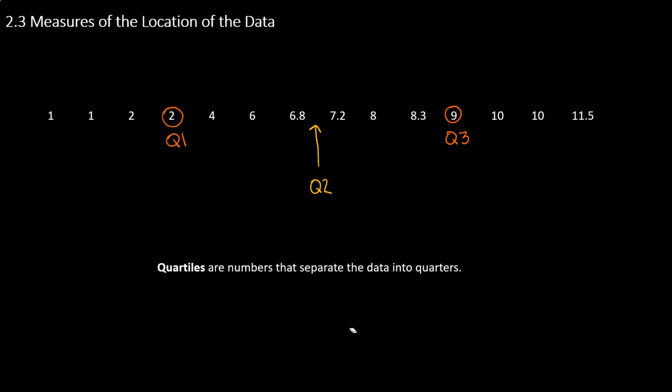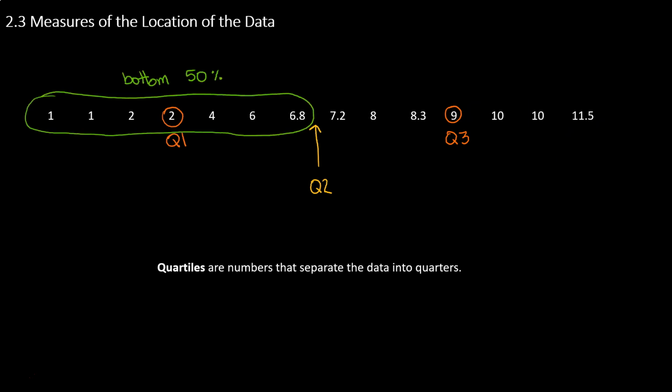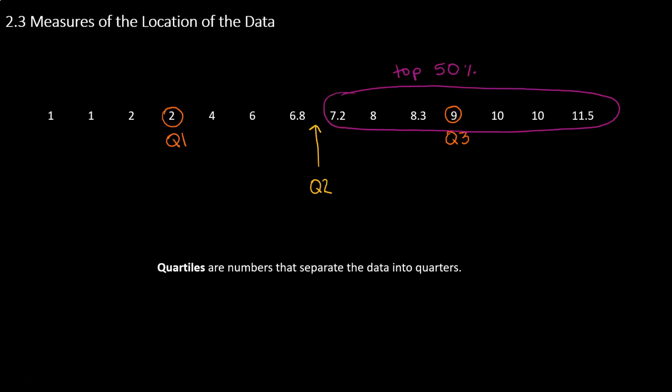Quartiles allow us to talk about the location of our data using the quartiles for reference. We can refer to the bottom 25%, the top 25%, the bottom 50%, the top 50%. We can even refer to the middle 50%, which would be between the first and the third quartile.